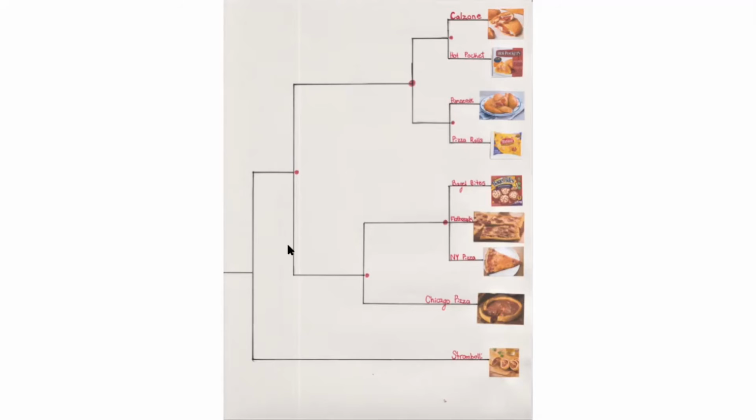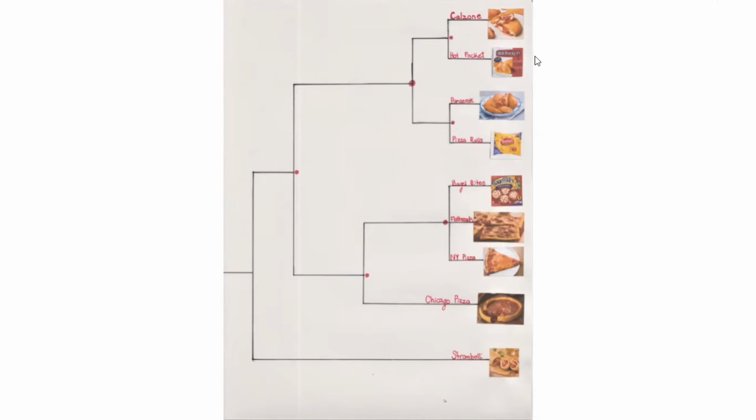So we have this main bracket right here, and then our outgroup is right here. And the classification for this top bracket right here was an enclosed product that had filling on the inside. So all of these have their filling on the inside, and they have like a pizza dough crust.